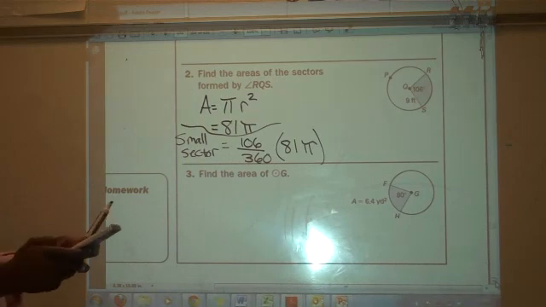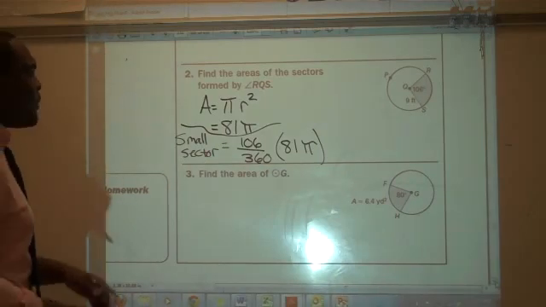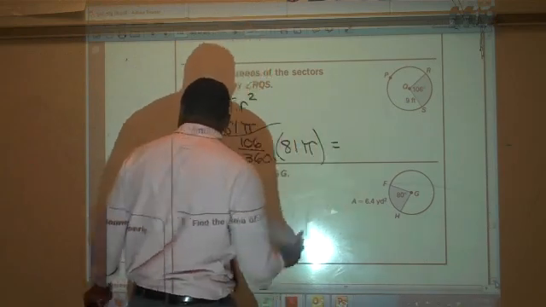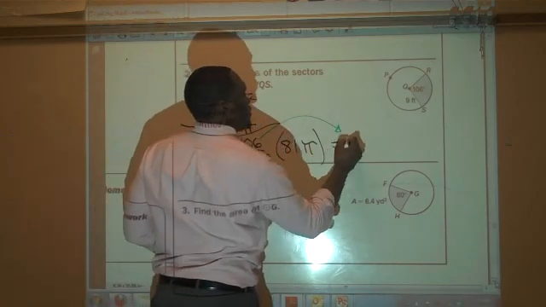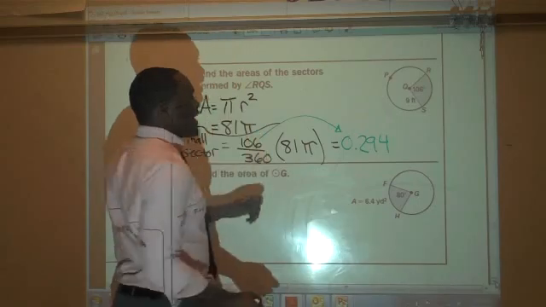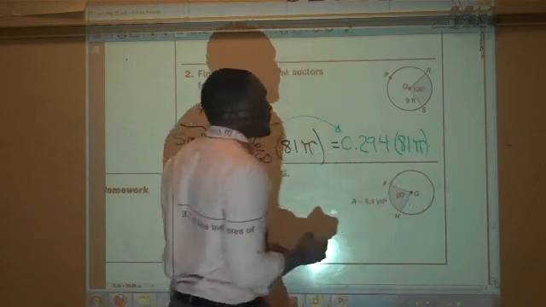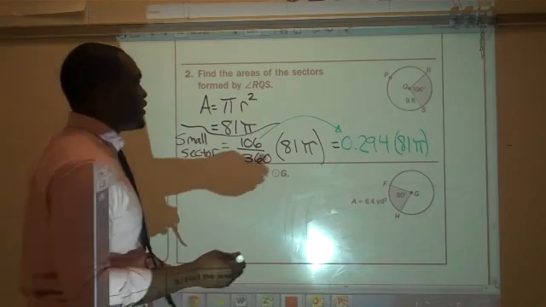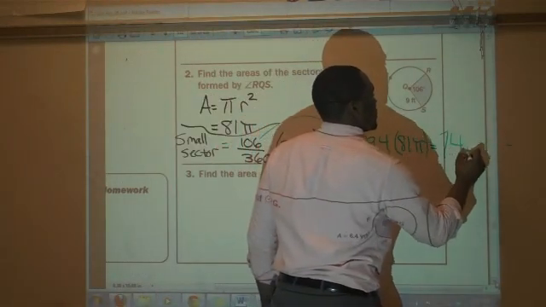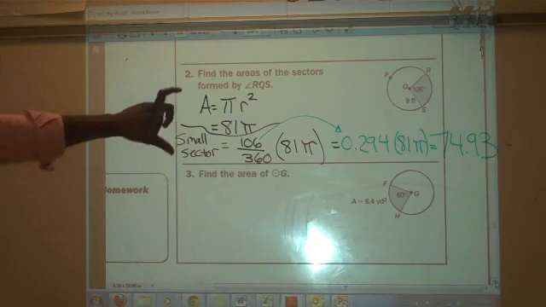So I pick up my calculator, 106 divided by 360. In decimal form, this fraction is about 0.294. And I'll multiply that times 81 pi. When I multiply those two numbers together, I get about 74.93. Now that's going to be the area of that sector.